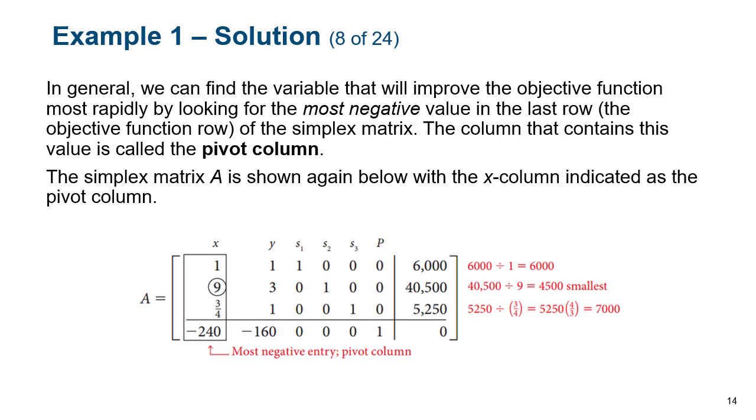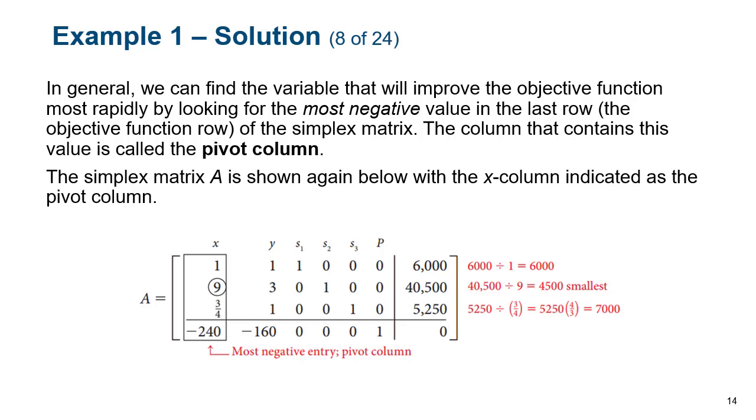Now how this works when we have our numbers in the matrix is, remember, because you take your objective function and you subtract those things to the other side, then the most negative entry in that objective function, that last row, is going to correspond to the variable that is going to give us the most bang for our buck. And that's the one that we want to start with, right? So we're going to look for that most negative value in the last row, and then we're going to pivot on that column, and we're going to call that the pivot column.